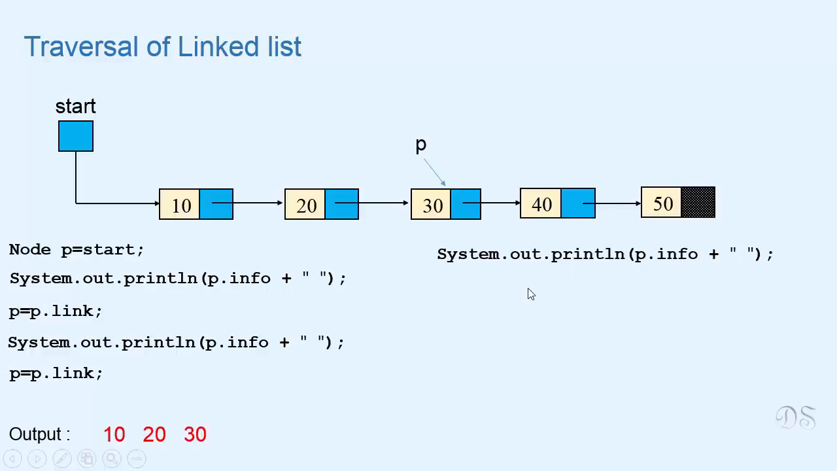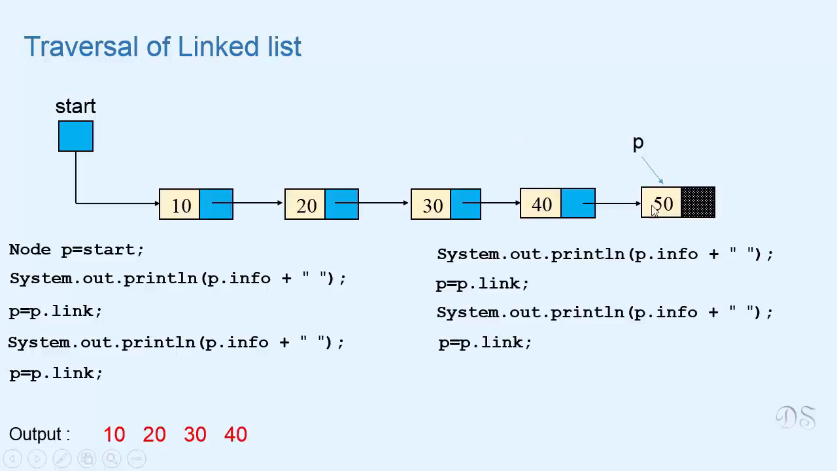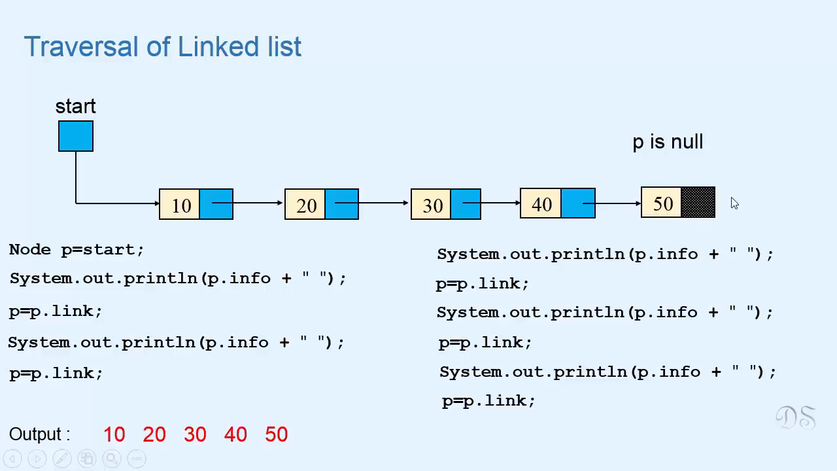So 30 is printed. Now P refers to this node. 40 will be printed. Now P refers to this node. So 50 will be printed. Now when we write P equal to P link, P will become null. And so we can stop because we have reached the end of the list.